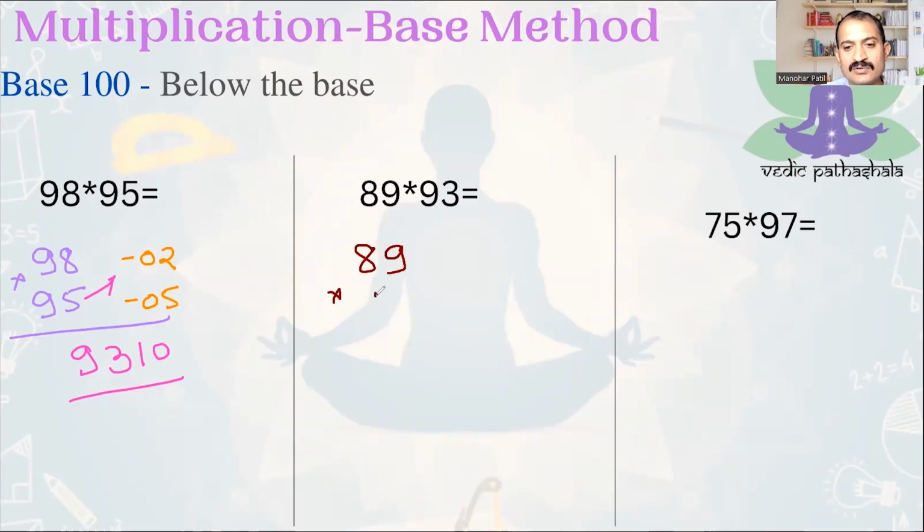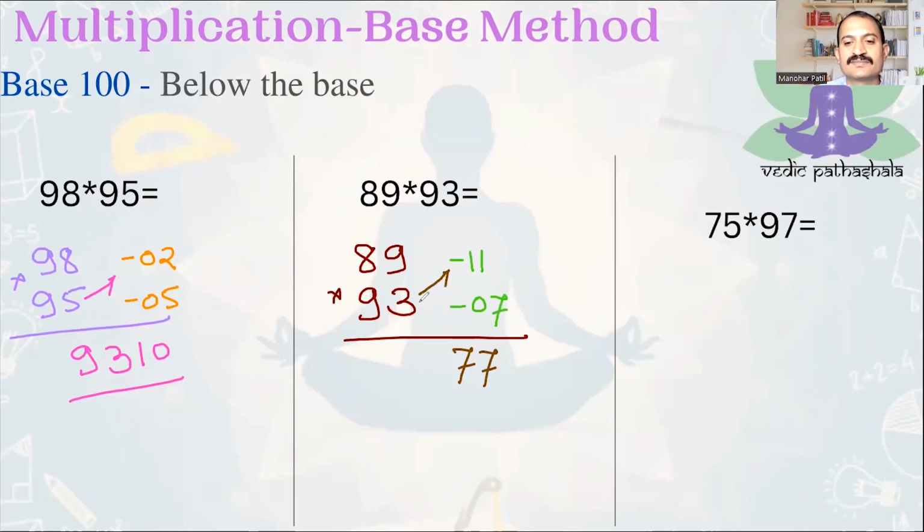The next question is 89 into 93. First thing is you have to write your deviation. So here you will get minus 11, and here you will get minus 7. So for the right hand part, 11 sevens are 77, and then cross addition: 93 minus 11 is 82. So this is your final answer, 8277. Easy? It's very easy.